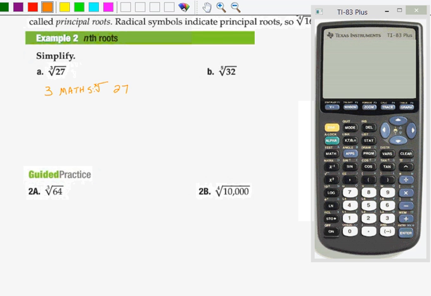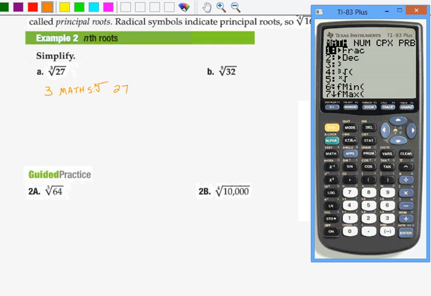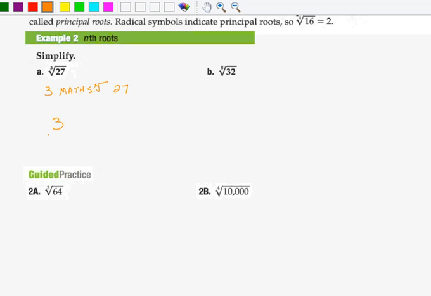Okay, so what that's asking the calculator to do is find the cube root of 27. So let's go ahead and try that. We are asking for the cube root, math. That is an nth root, so we're going to hit 5 and then 27. Notice it did have a cube root in there, but this is good practice on how to work that. So the cube root of 27 is 3.